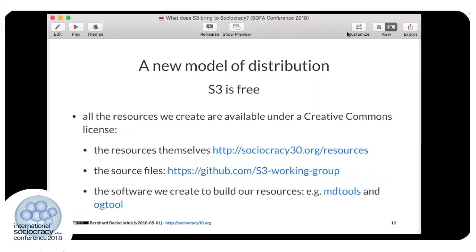S3 is totally free. All the resources we create are available under a Creative Commons license. And not only the resources, but also the source files and the software we create to build them. So we use tools by others, of course, and some of them cost money, but everything we build ourselves, we also make free. So people can just dive in and use these resources and create something new out of it. So it's not a fixed thing, it's not stuck. If you think something needs to change, and for some reason you can't convince us to change it, you can just do it yourself.